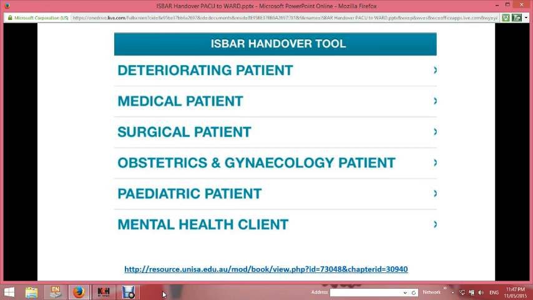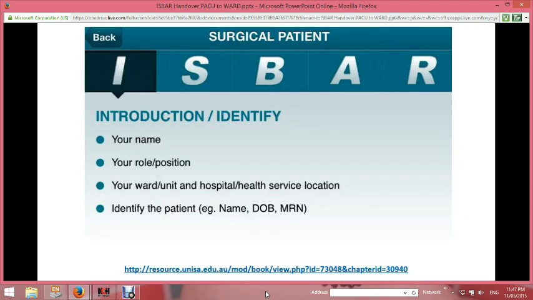So today we're focusing on patient handover from the Post Anaesthesia Care Unit to the receiving ward nurse, so we're going to look at a surgical patient. Once you choose the surgical patient, then you can scroll through by tapping on the letters, and it'll give you cues for what kind of information you should be thinking about handing over for each letter, each category.